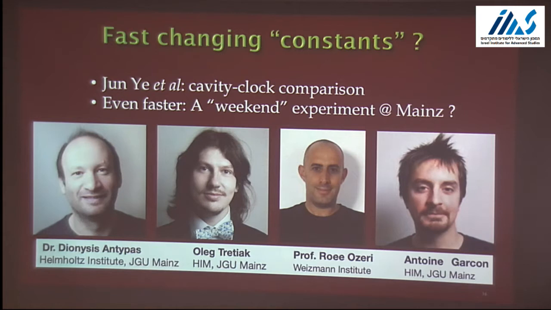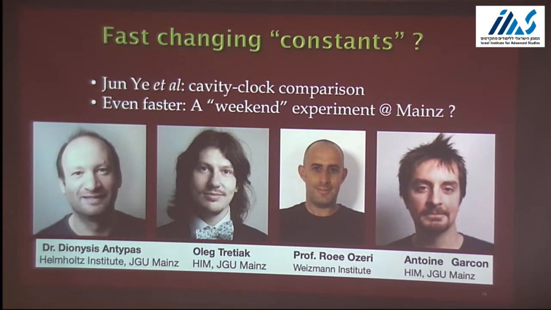So the idea of this experiment, as I mentioned, is that there's a preferred range of masses for Gilad's relaxions, and they're sort of on the high side. And we started thinking about what would happen if alpha effectively changes rapidly. Okay, what is the signature, and how to look for it?